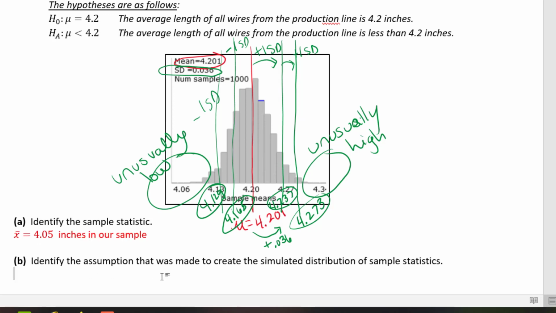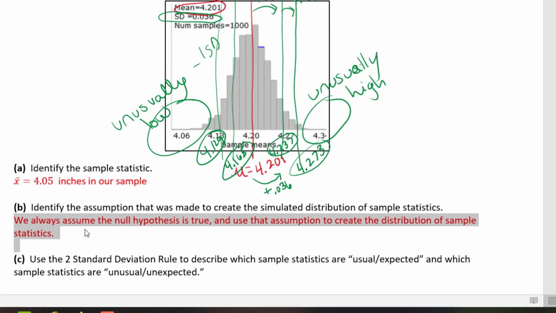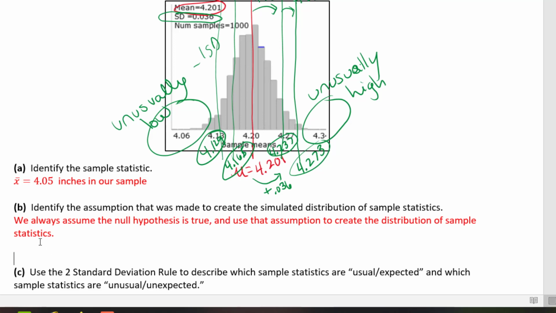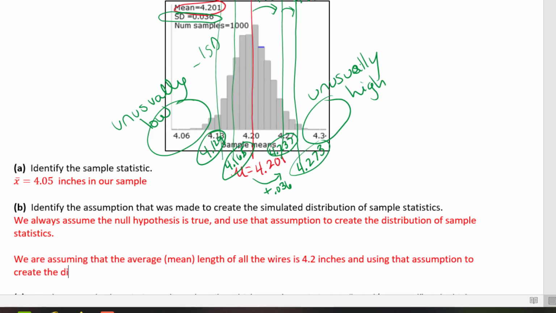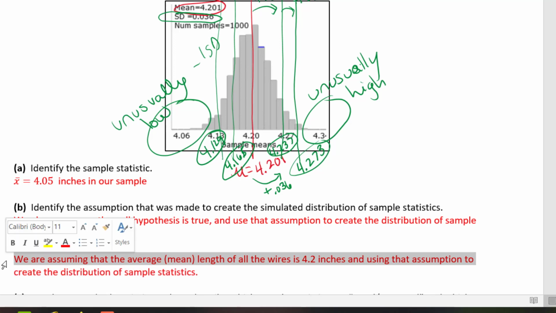Part B says to identify the assumption that was made to create the simulated distribution of sample statistics. So remember, step 2 of our hypothesis testing process is to write the null and alternative hypotheses, and step 3 is to assume the null hypothesis is true and use that assumption to create the distribution of sample statistics. So in this case, our null hypothesis is that the average length of all the wires is 4.2 inches. That is what we are assuming to be true when we create that distribution. We assume that the average length of all wires is 4.2 inches, and we used that assumption to create the distribution of sample statistics.